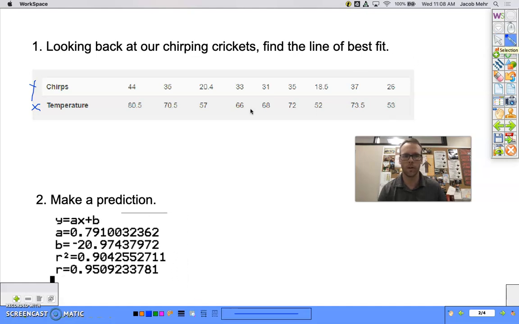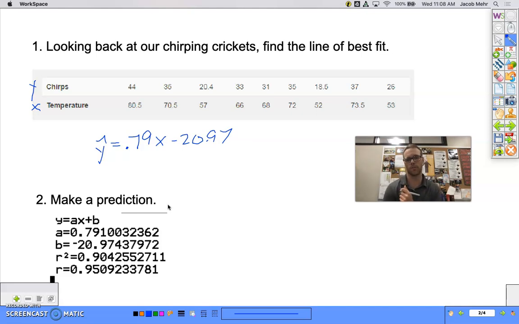All right, so our equation is going to be y hat equals, I'm not going to be picky if you do the y-intercept plus the slope times x, or if you do the slope times x plus the y-intercept. I'll actually switch it to this way just because our calculator does it that way: 0.79x minus 20.97. Remember your hat because we can use this to make a prediction now.